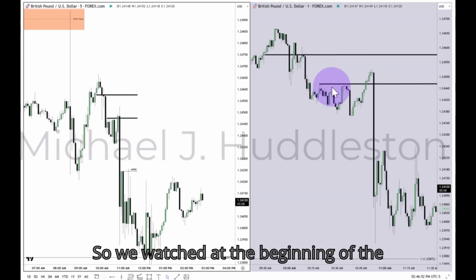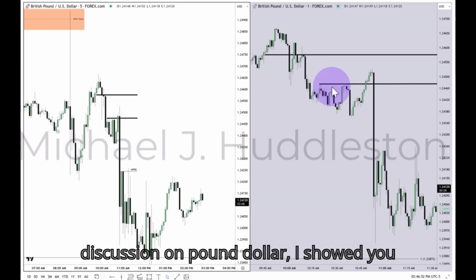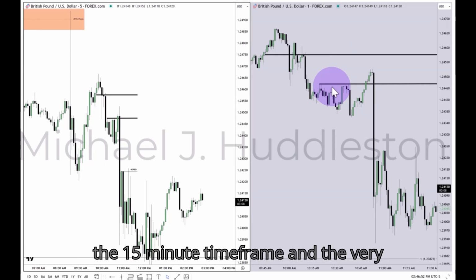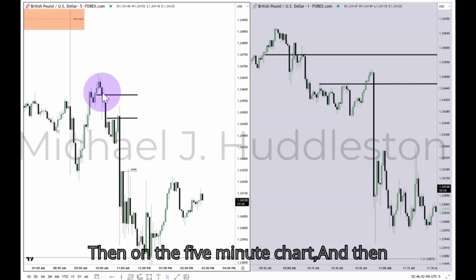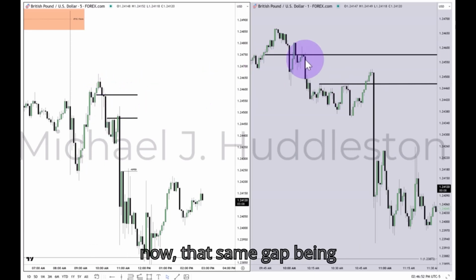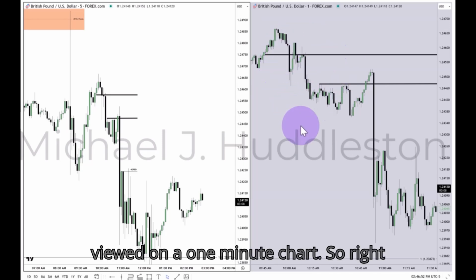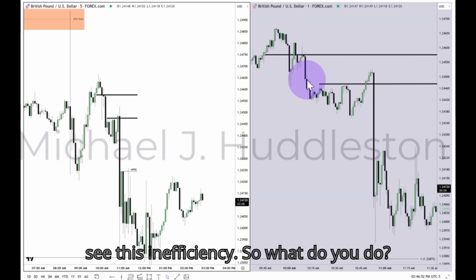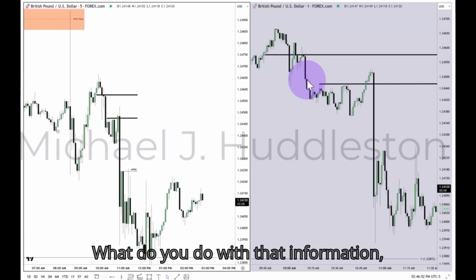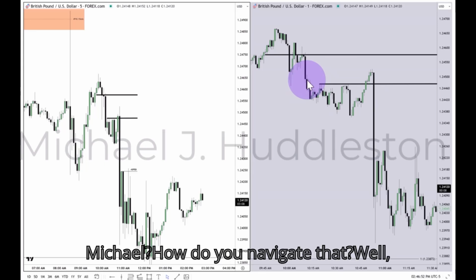So we watched at the beginning of the discussion on pound dollar, I showed you the 15-minute time frame and the very specific fair value gap. Then on the 5-minute chart, and then now that same gap being viewed on a 1-minute chart. So right away, you see this inefficiency, you see this inefficiency. So what do you do? What do you do with that information, Michael? How do you navigate that?